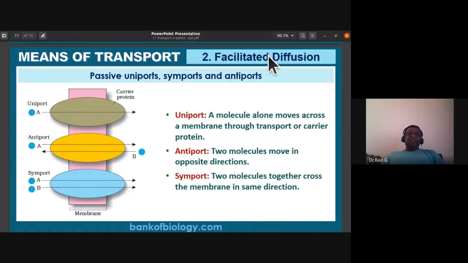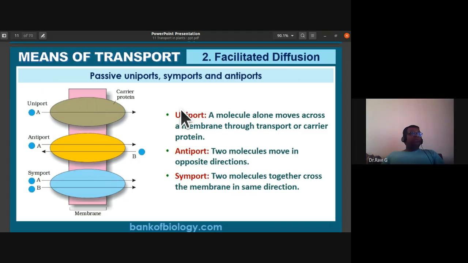So facilitated diffusion, based on the type of entry of molecule, the number of molecules entering, is of different types. And you already know that facilitated diffusion can be passive uniport, passive symport, and passive antiport. If a single molecule moves across the plasma membrane through a transport or carrier protein, we call it uniport.